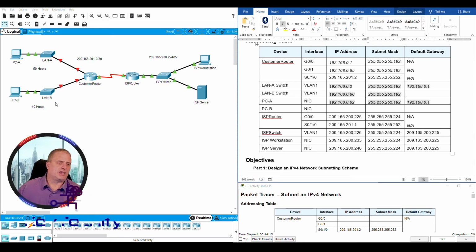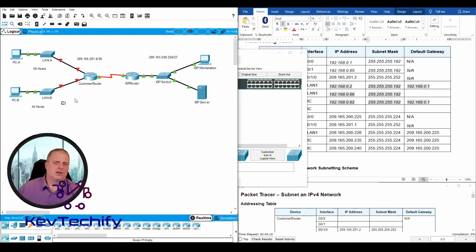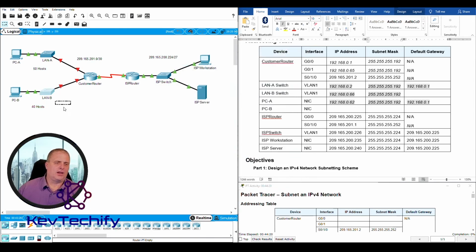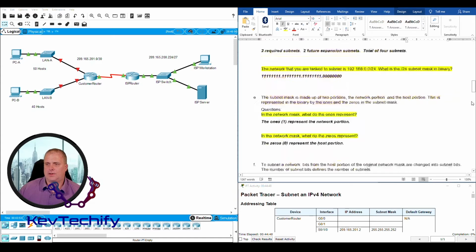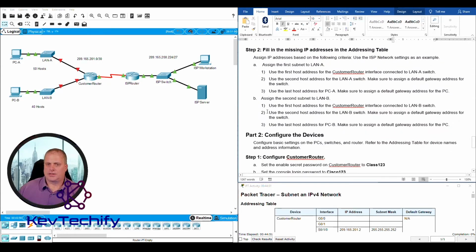Once again, we are looking at this switch right here. The default gateway is the exit on and off the network. That's this interface. It's this interface on the customer router. That's the gig 0/1 interface. We assign this IP address to that. So this is our default gateway for the LAN B switch. 192.168.0.65. It takes care of 2B.